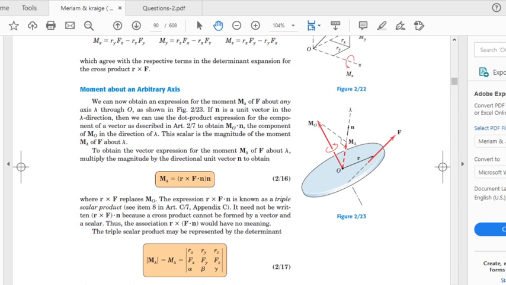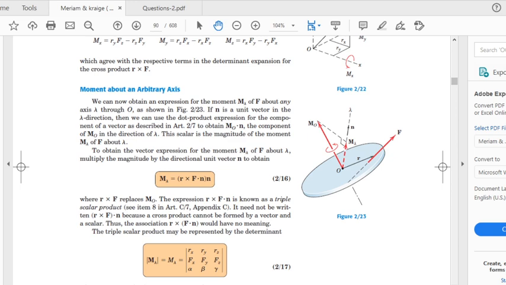This is the direction of the moment which is perpendicular to the plane of r bar and F, and this direction is actually determined by the right hand rule, rotating from the first vector which is r bar to the second vector F. So this gives us the direction of MO, and when we take the projection of this onto line lambda, it is going to give us the moment about line lambda. So r bar cross F dot n is going to give us the magnitude of the moment.